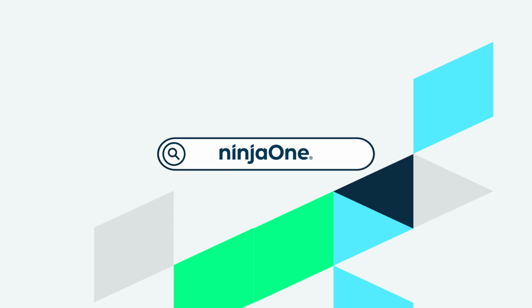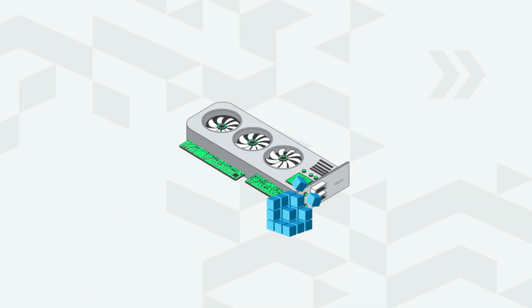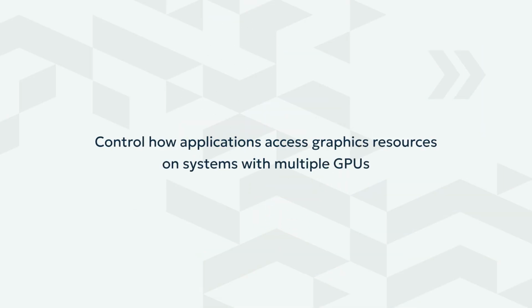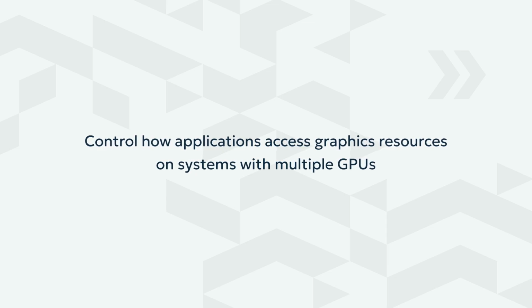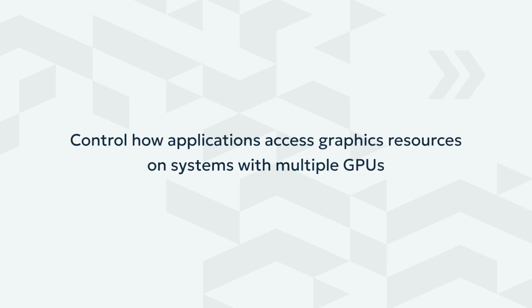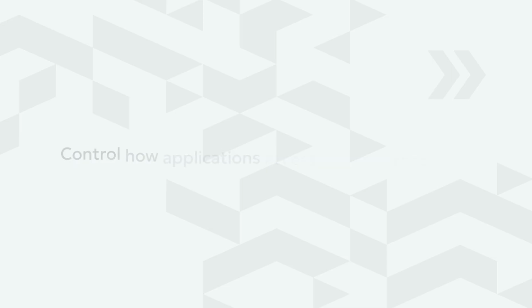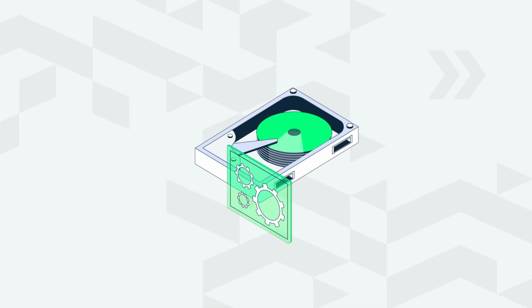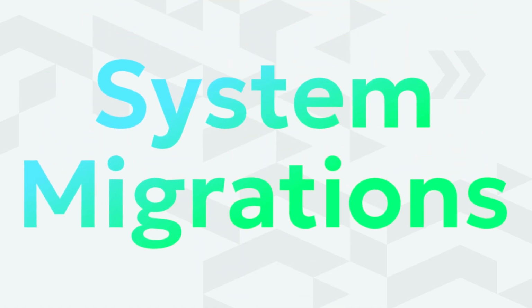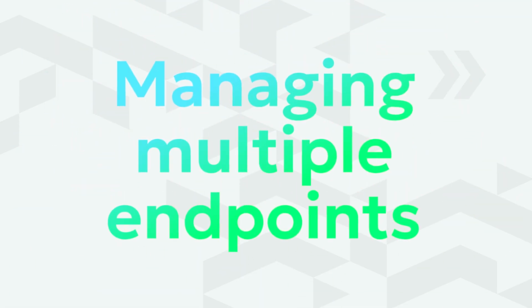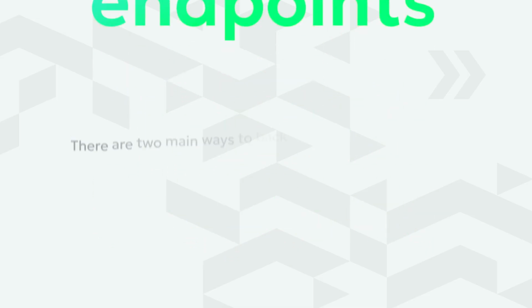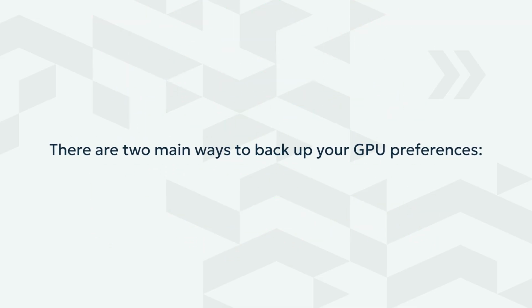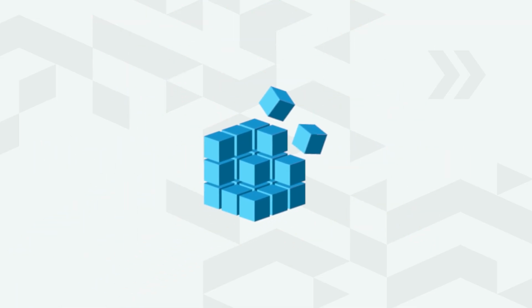GPU preferences are stored in the Windows registry and control how applications access graphics resources on systems with multiple GPUs, like Intel plus NVIDIA combinations. Backing up these preferences ensures you don't lose performance settings during system migrations, reinstalls, or when managing multiple endpoints. There are two main ways to back up your GPU preferences: using the Registry Editor or the command line.